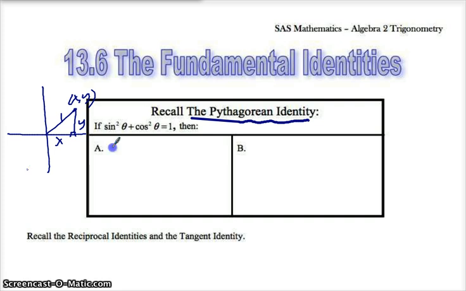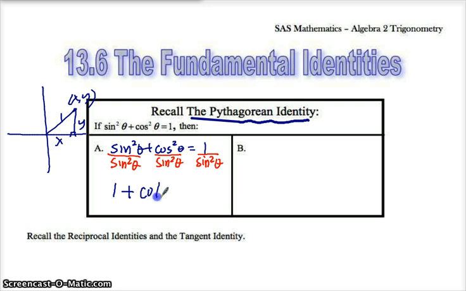Well, if that's true, let's say we rewrite that right here, and let's just say that we divide everything by sine squared. So I divide the first term by sine squared. I divide the second term by sine squared. And I divide the third, or what's on the other side, by sine squared. Well, what happens when I do that division? Sine squared divided by sine squared is 1. Cosine squared divided by sine squared is cotangent squared theta. And 1 divided by sine squared, well, that's the reciprocal, right? So that's cosecant squared theta.